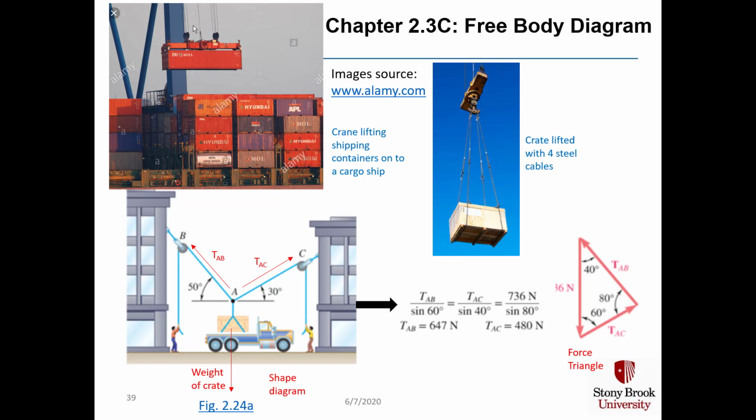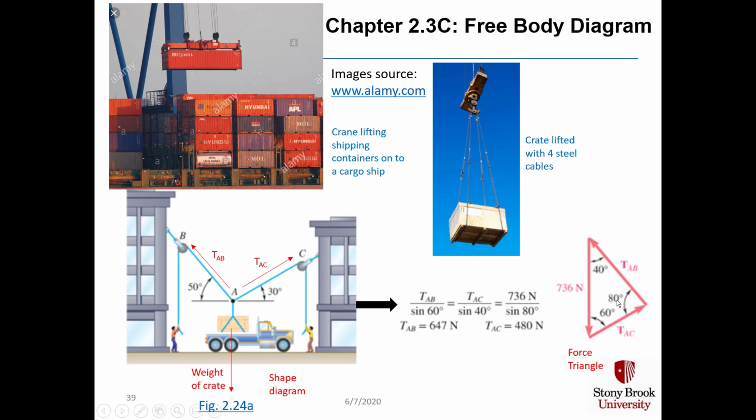The next thing we do in solving our problem is to use our force triangle in conjunction with either the law of sines or law of cosines to solve for the unknown forces, T sub AB and T sub AC. We have that T sub AB is to sine of 60 degrees as T sub AC is to sine of 40 degrees, as our 736 Newton force is to sine of 80 degrees.